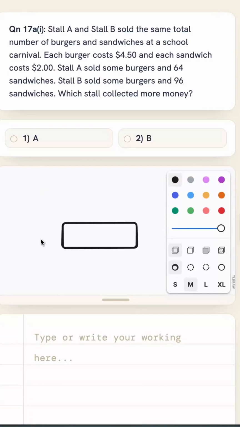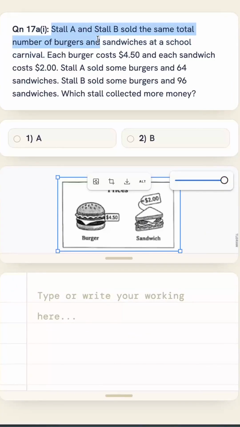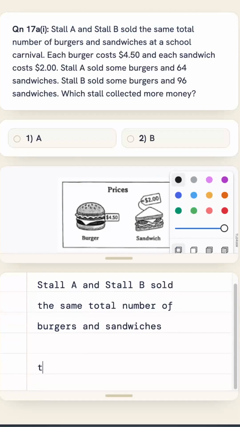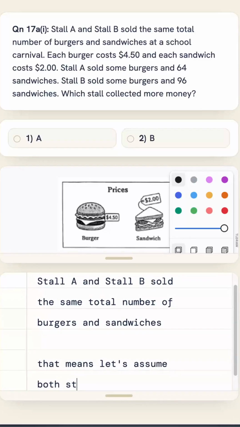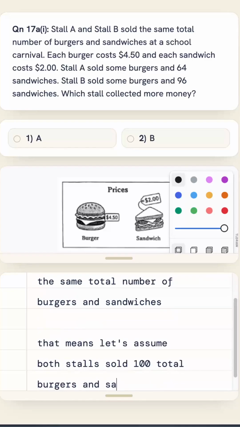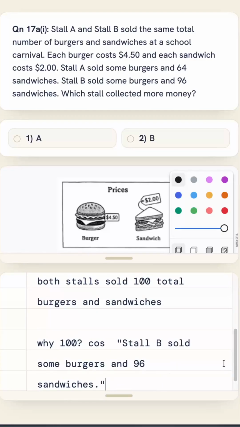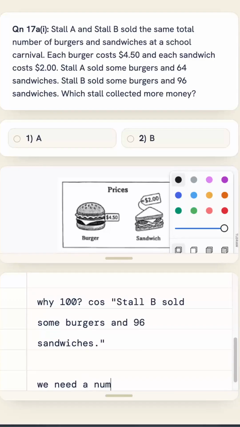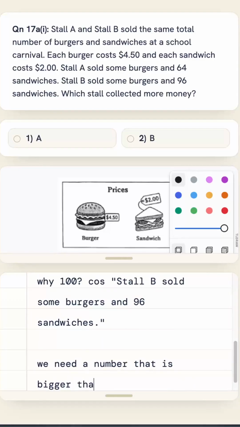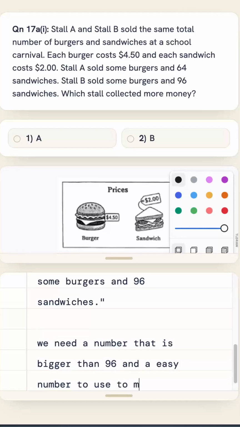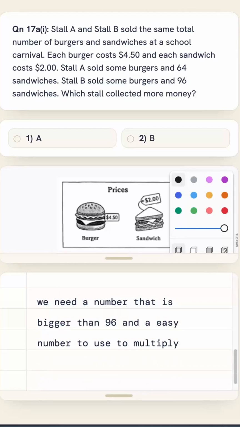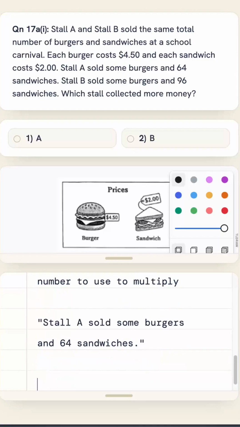So the concept over here is that Stall A and Stall B sold the same number of burgers and sandwiches. So let's assume both stalls sold 100 total burgers and sandwiches. Why 100? Because stall B sold some burgers and 96 sandwiches. We need a number that is bigger than 96 and an easy number to use to multiply. Okay, so from here, stall A sold some burgers and 64 sandwiches.